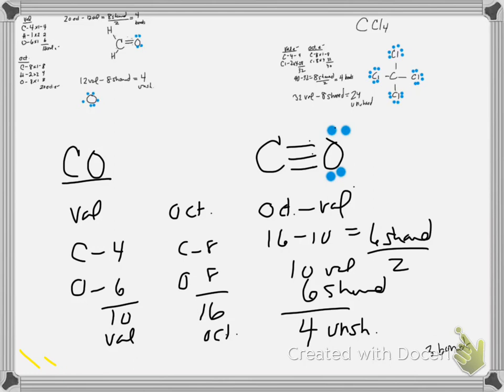So what we see is that carbon has an unshared pair, oxygen has an unshared pair. So not different than everything else. But yeah, you have to distribute your unshared pairs.